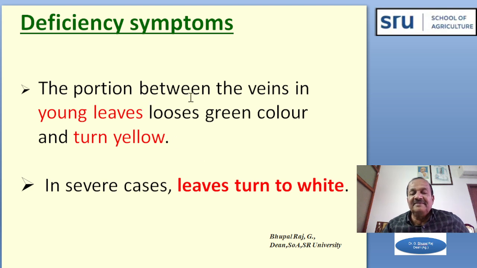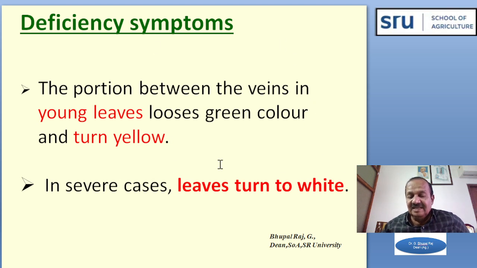The portion between the veins in younger leaves loses the green color and turns yellow. This is the main important symptom of iron deficiency. Iron means: young leaves, chlorosis, yellow color. This is the main symptom. And ultimately, finally, the leaves turn white. So this is the major symptom of iron deficiency.